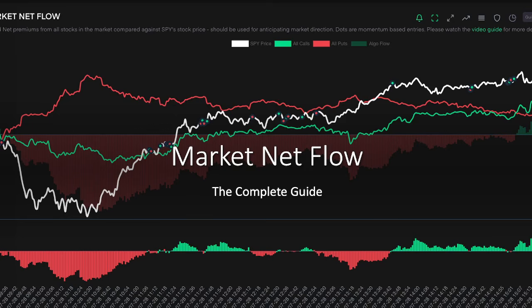Hi everyone, today we are going to be focusing on one of the most powerful tools any equities trader can have in their arsenal, market net flow. I want to go into great detail on every feature and component that market net flow has available to help everyone get a better understanding of what it displays and how it can give us a significant edge when trading. Before we get too far into it, we do need to talk about some basic terminology first.